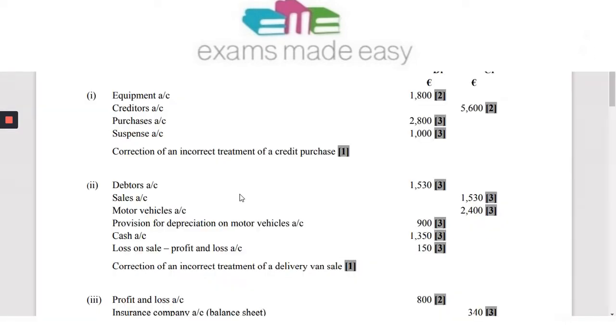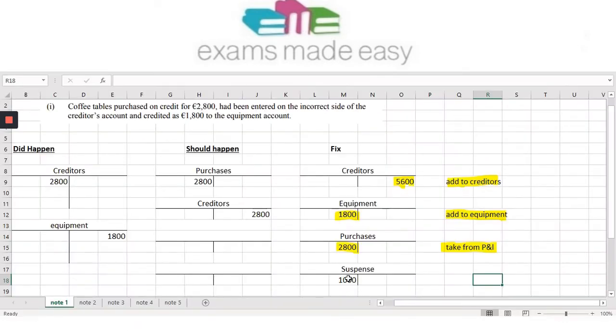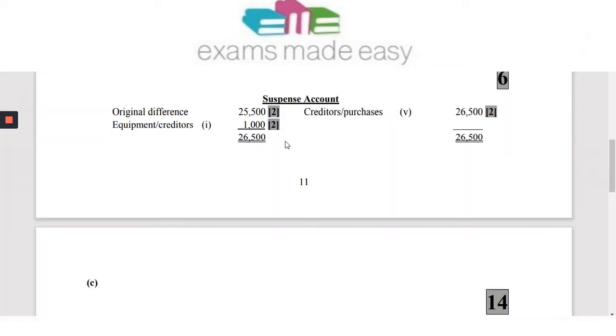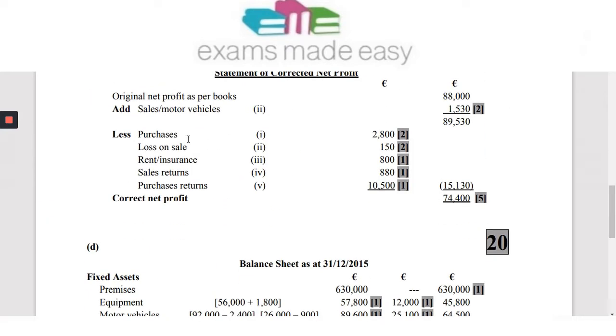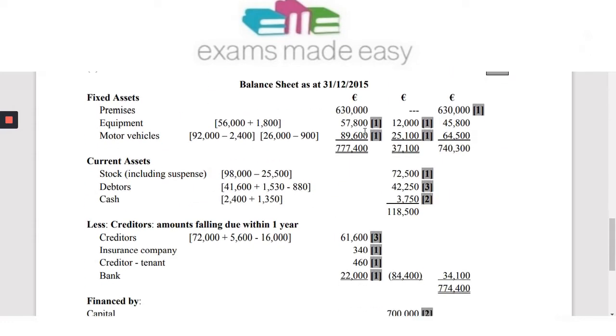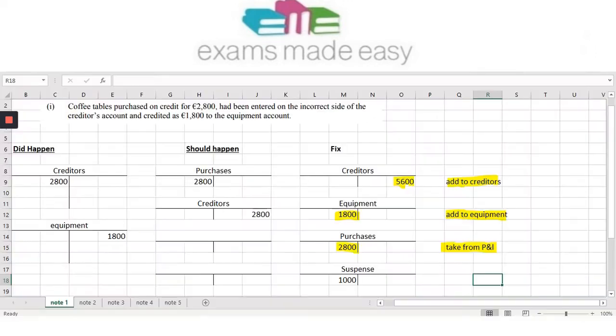So if we just look at that here, oh, sorry, and go back. And the suspense will be on the debit side, 1,000. So if we look at the corrected suspense, equipment, creditors, note 1, €1,000 on the debit side. We have a statement of corrected net profit from note 1, less purchases, 2,800. If we look at our balance sheet, equipment, we have plus 1,800 here. And the creditors account, we have plus 5,600 here. Okay, so that's you dealt with note number 1.